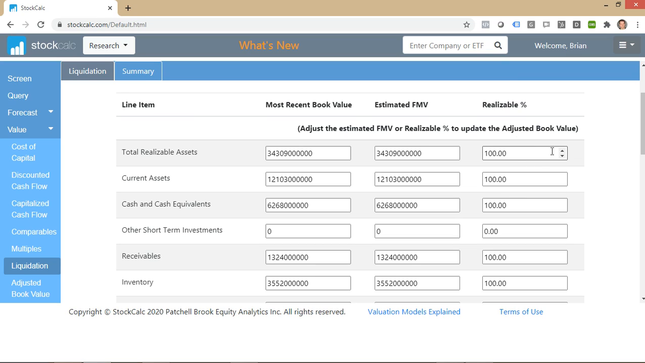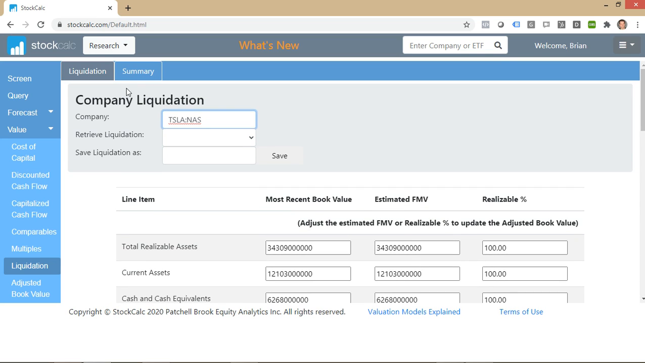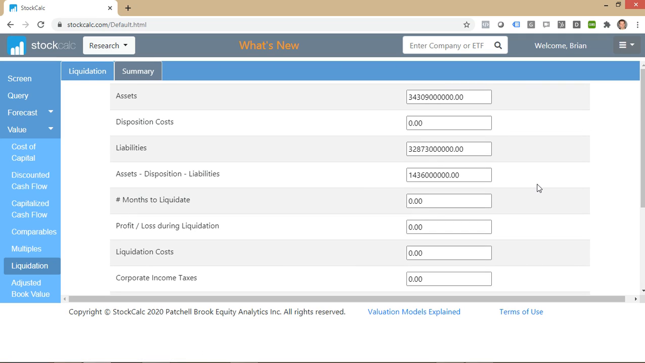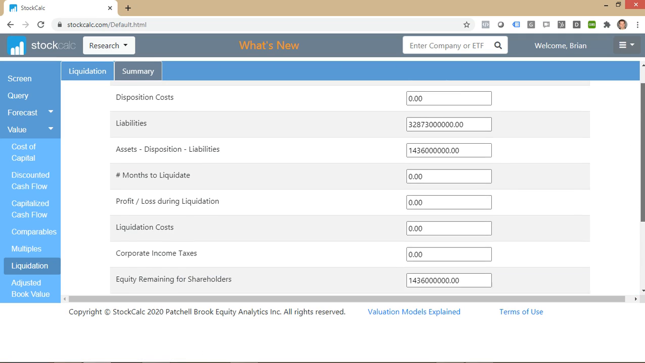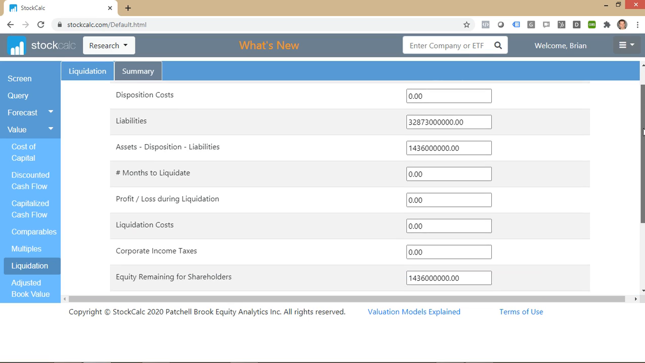So what the tool allows you to do is make adjustments either to the fair market value that you perceive for the company, or on a percentage or an absolute basis. You can go through the entire balance sheet, make adjustments, and then look at the summary. So if the company was actually going through a liquidation, and I'm not implying Tesla is, it's just to work it through as an example, you can see the assets, the liabilities, if there were disposition costs to go through this, what they would be.